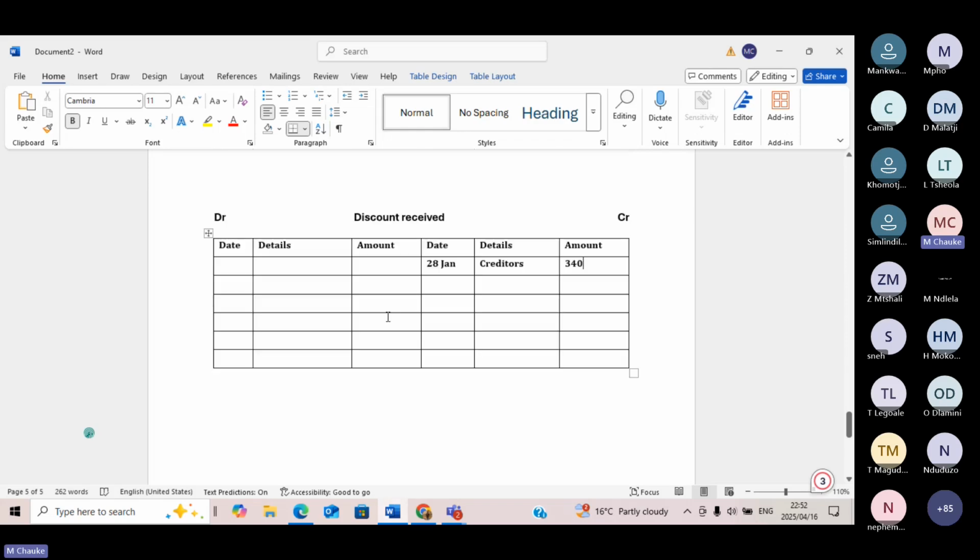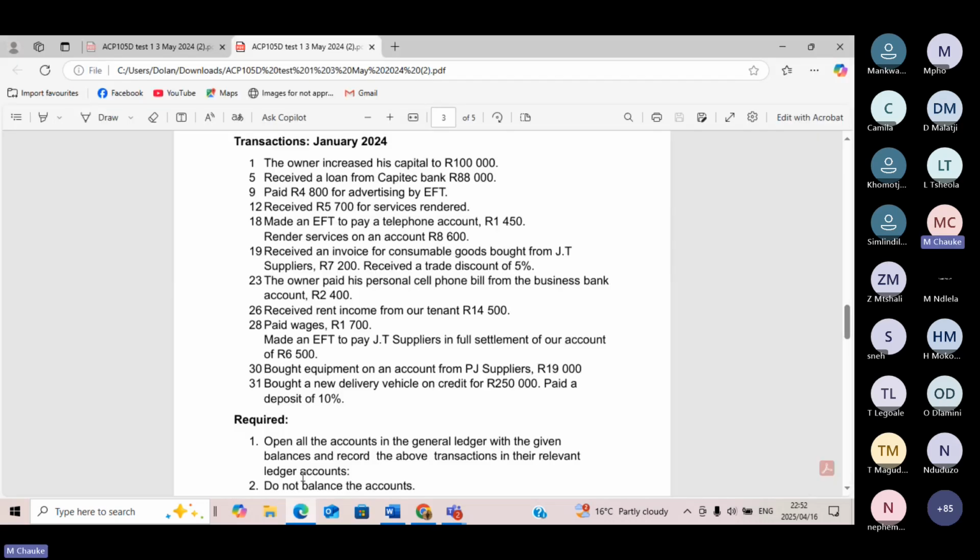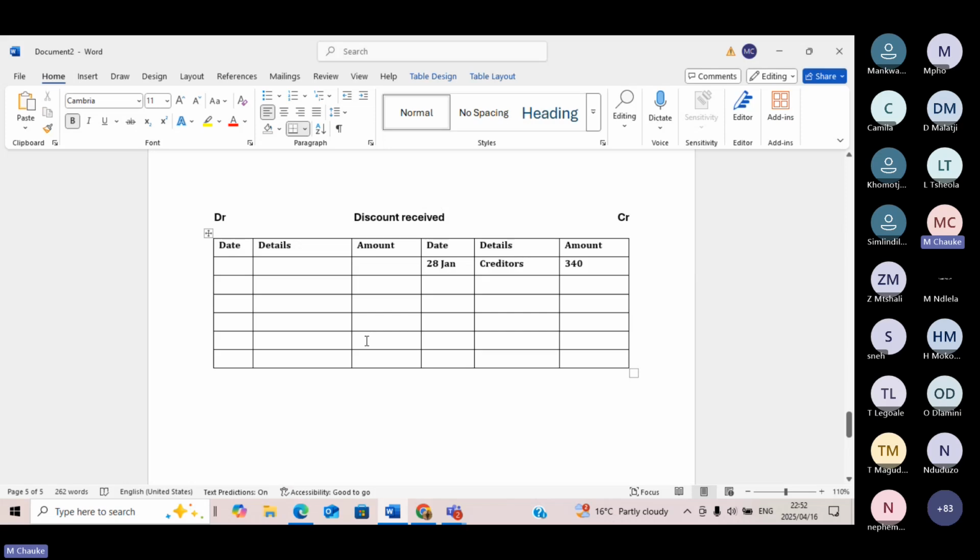And then let's go to the next transaction. The one that happened on the 30th, they say you bought equipment on account. Remember, when you buy something on account, it means you are buying on credit. You remember? So the two accounts affected are going to be creditors and equipment. You bought equipment, so it's going to be creditors and equipment, right? So I'm gonna go to the answer sheet and create another account called equipment, because we already have creditors up there.